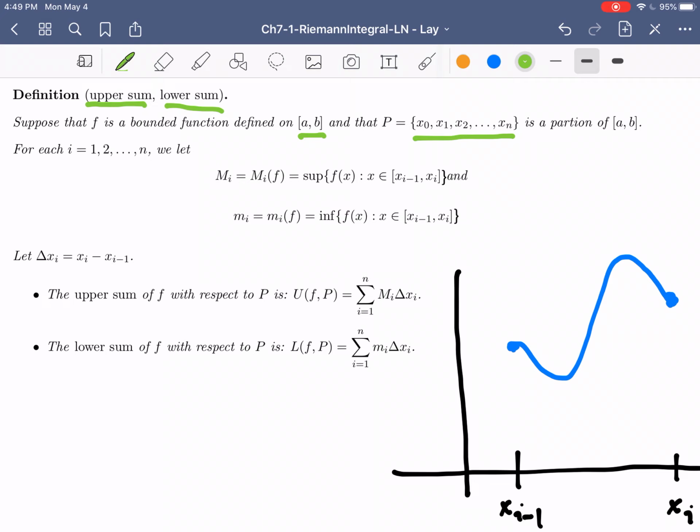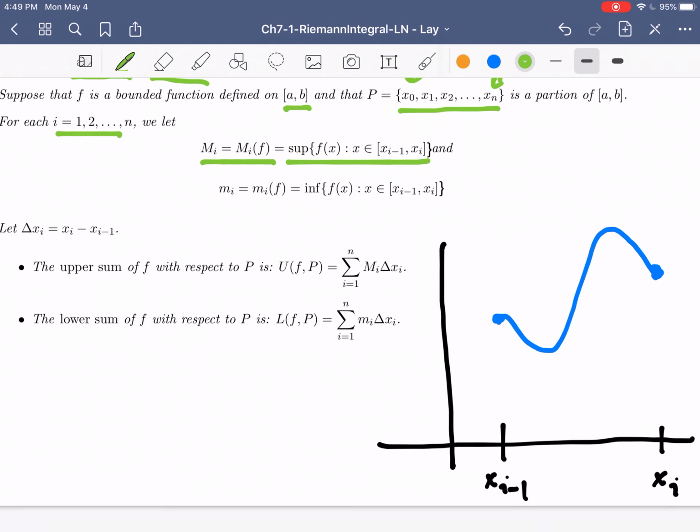So remember, it's a partition, so that tells us that x0 should be the value a, and xn should be the value b, and then the other points can be any values on the interior of that closed interval from a to b. For each i equals 1 through n, we let M sub i, or M sub i of f, be the supremum of f of x, or so the supremum of the function values on some particular subinterval, right?